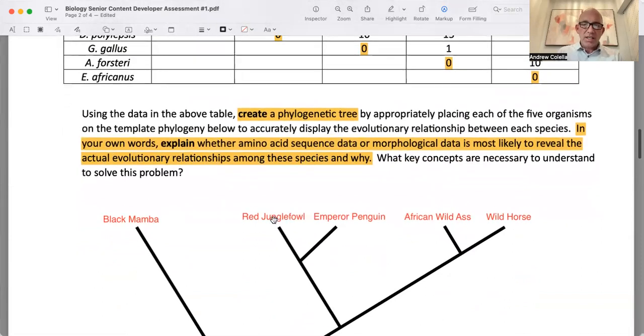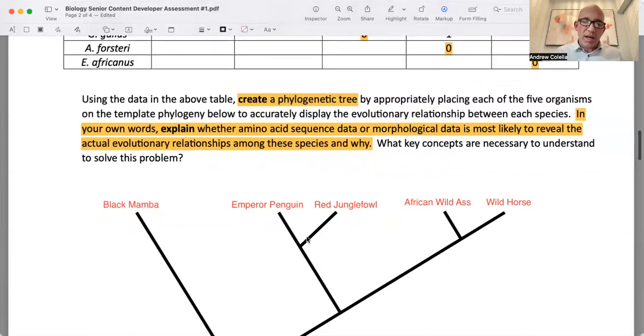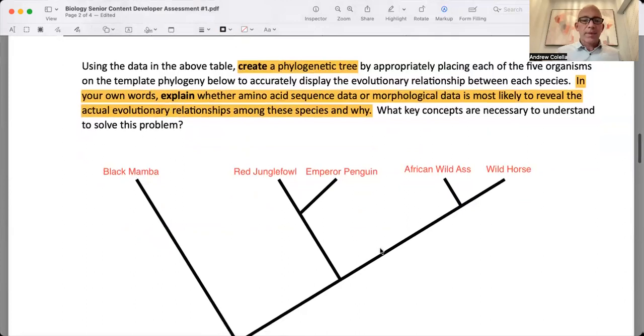The question is, does it matter? Could I do it this way? Could I put the red jungle fowl here, emperor penguin here? Answer is yes. These sort of divergent markers, you can pivot around those and you're still showing the same relationship. And so I like my placement like that.